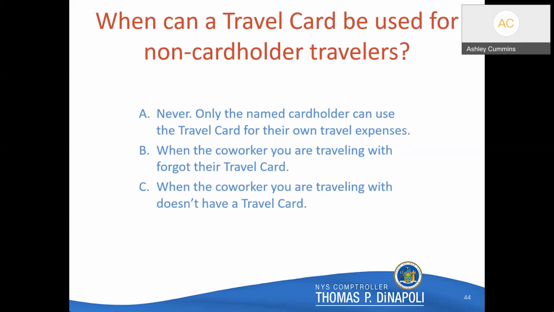When can a travel card be used for non-cardholder travelers? A, never. Only the named cardholder can use a travel card for their own travel expenses. B, when the coworker you are traveling with forgot their travel card. Or C, when the coworker you are traveling with doesn't have a travel card.